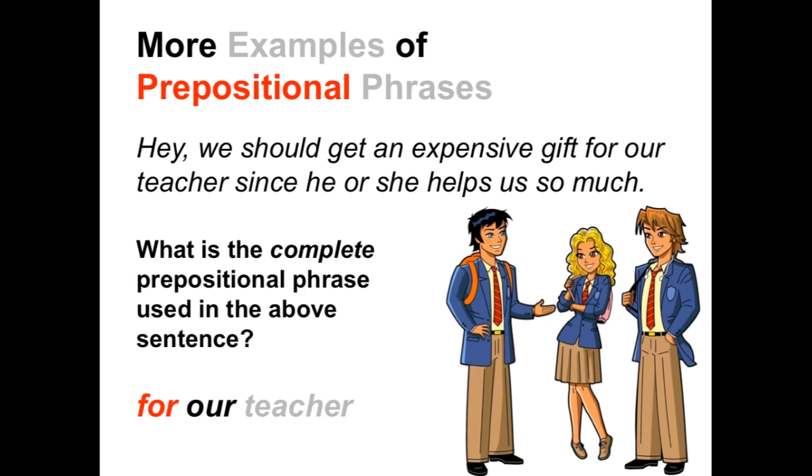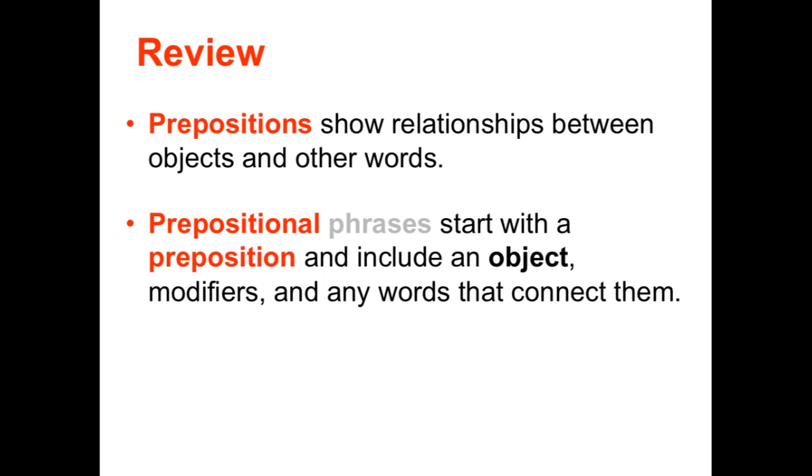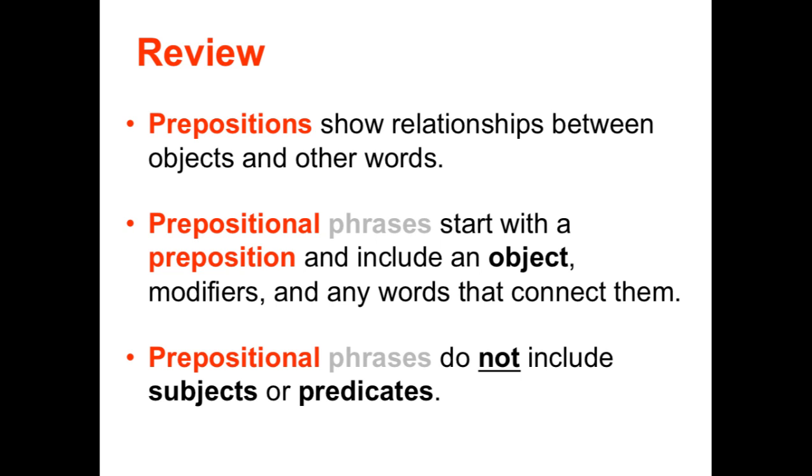The complete prepositional phrase in this sentence begins with the preposition for and ends with the object teacher. It also includes the possessive pronoun our, so the complete prepositional phrase in this sentence is for our teacher. In review, prepositions show relationships between nouns and other words. Prepositional phrases start with a preposition and include an object, modifiers, and any other words to connect them. And prepositional phrases do not, nor will they ever, include subjects or predicates. So if you can identify the subjects and predicates in a sentence, that will help you isolate prepositional phrases.